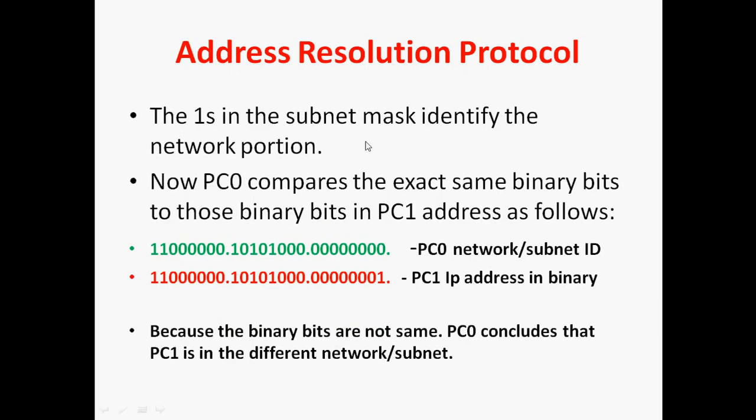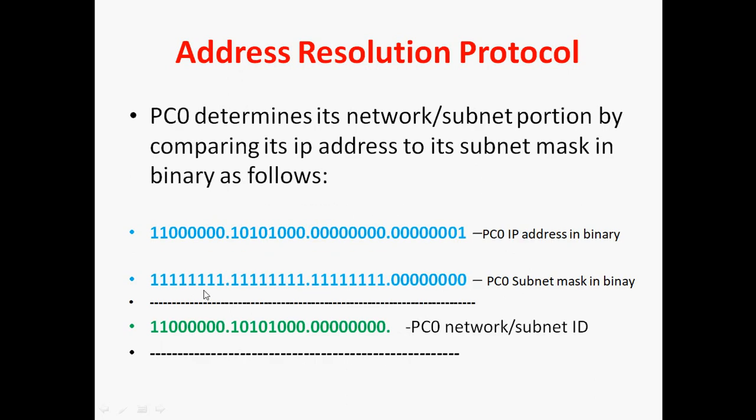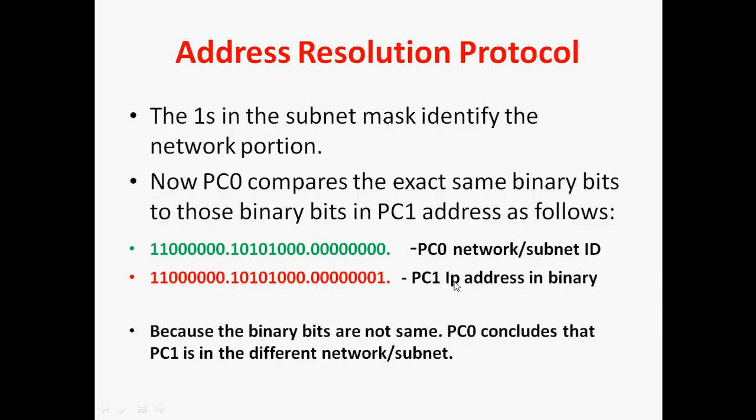Okay, so once you have the subnet mask, identify the network portion. Next, PC0 compares the exact same binary bits to those binary bits in the PC1 address. So what output will I get? I just compare with the PC1 IP address. PC1 IP address written in binary format plus 24 bits. PC1 IP is 192.168.1.2. So I have to compare these 24 bits. The last bit is mismatching.